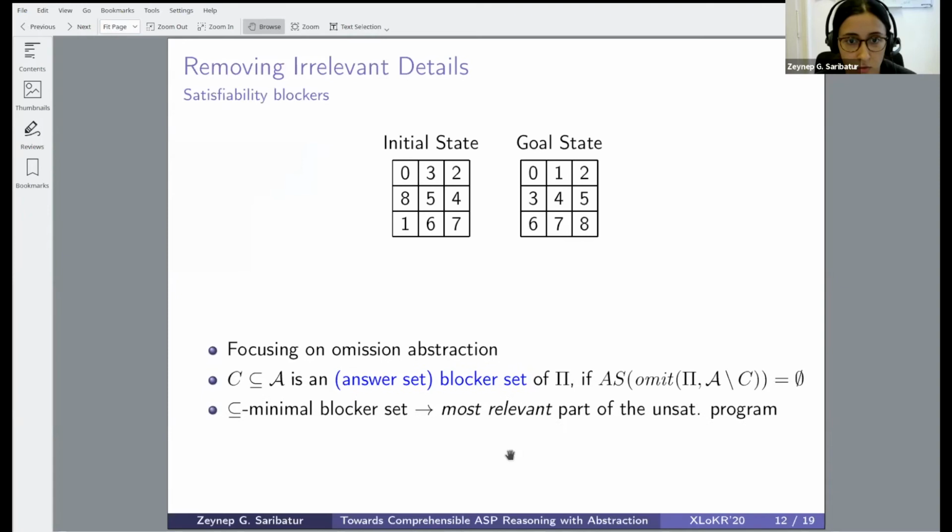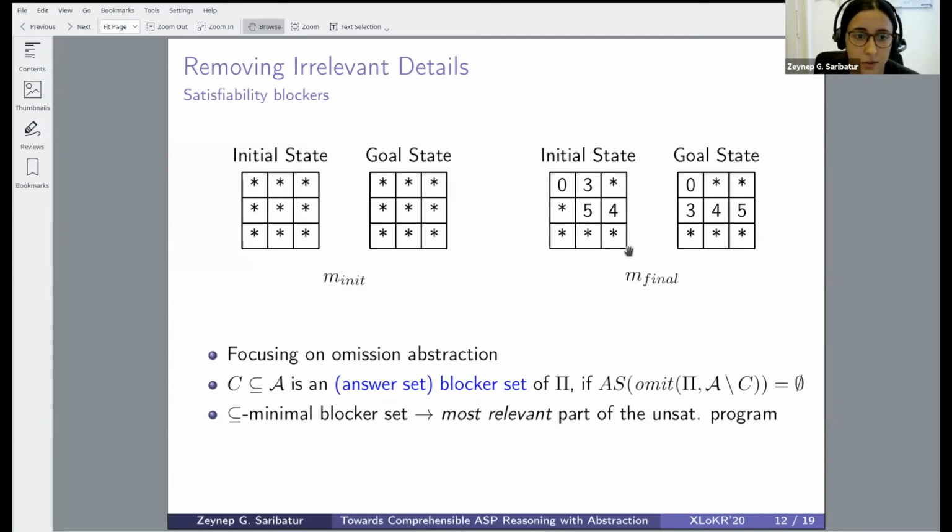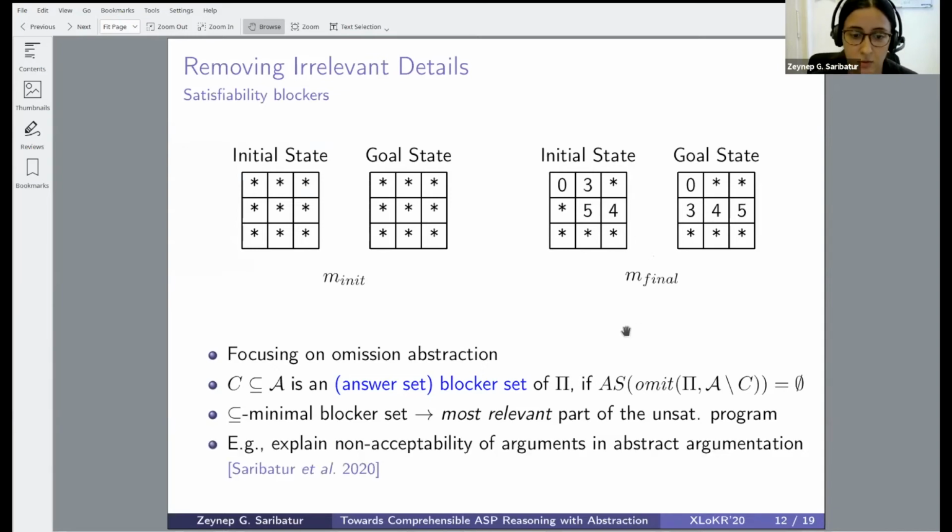We also applied it to a planning problem, the 15 puzzle, where you have an initial state and you want to arrange the tiles to this form. We start with an initial mapping of just omitting all the numbers of the tiles. Then we find a mapping saying that it's unsolvable within 10 steps. It shows that indeed, these 4 tiles cannot be arranged to this form in 10 steps. We also recently applied this notion to explaining non-acceptability of arguments in abstract argumentation, in this recent paper.